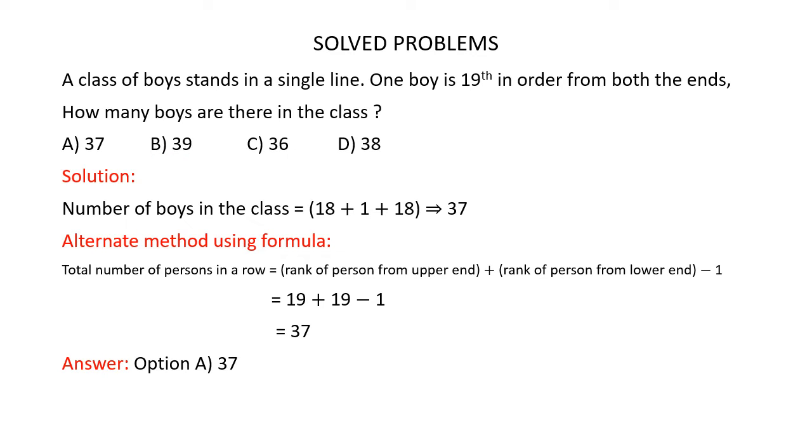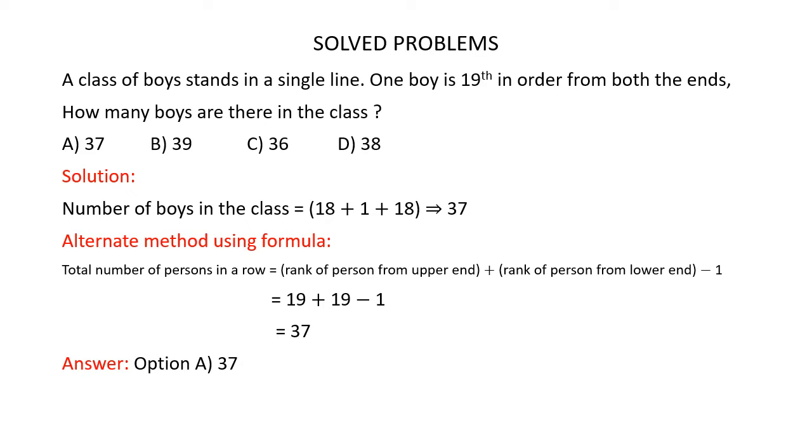Now it's given that one boy is 19th in order from both the ends. This means that there are 18 boys before this boy and there are 18 boys after this boy. So the total number of boys in the class is 18 plus 1 plus 18, which is 37.